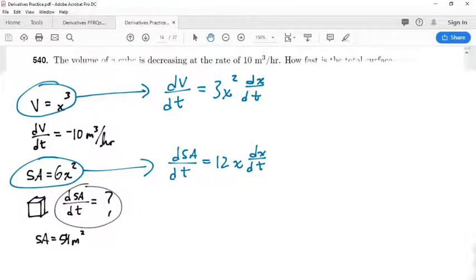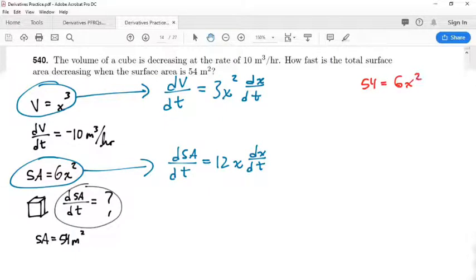Is there a way to find the x and the dx/dt? The answer is yes, absolutely, because we have this down here. We know that 54 equals 6x squared. So over here, I'm going to write 54 equals 6x squared. I'll divide both sides by 6. I get 9 equals x squared. And then I square root both sides. I get x equals plus or minus 3.